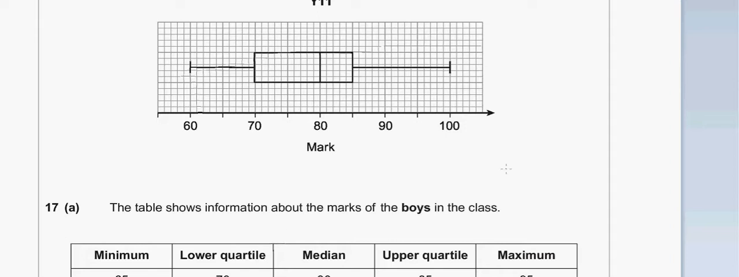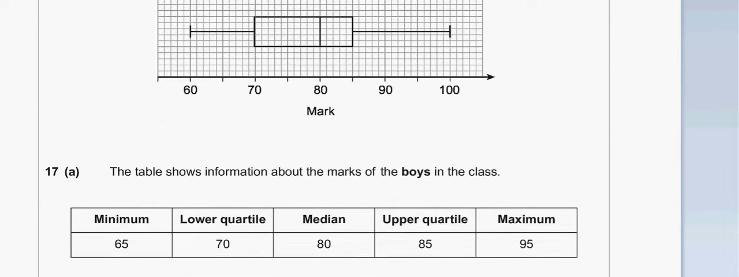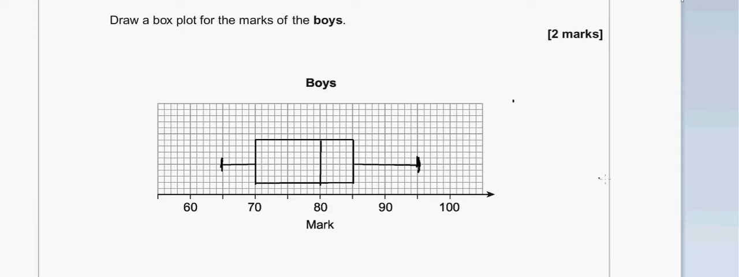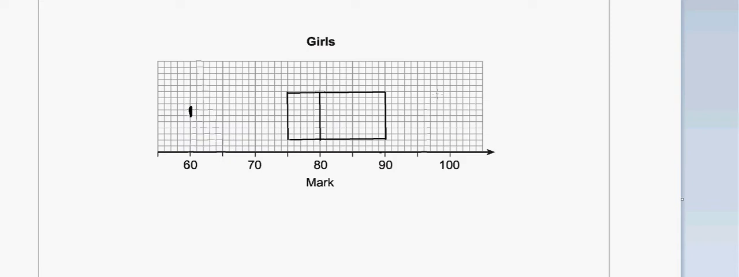Now, the highest mark for the class was 100, but the highest mark for the boys was 95. So a girl must have got the highest mark of 100. Okay, I hope that all makes sense to you. So it's just deduction. So now I can put in the whisker part of my box and whisker, and there you have it.